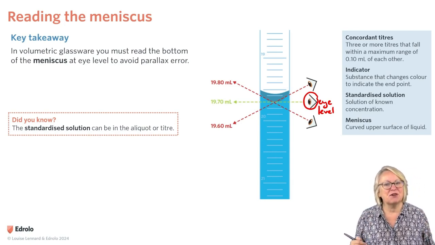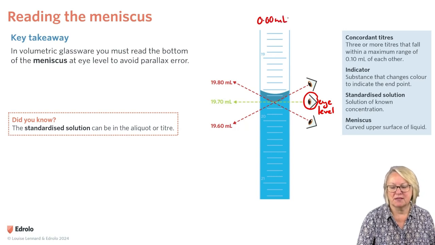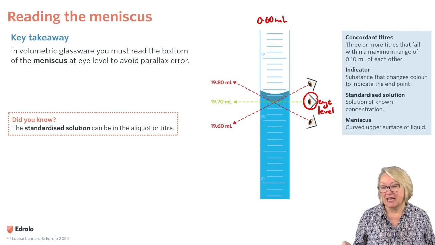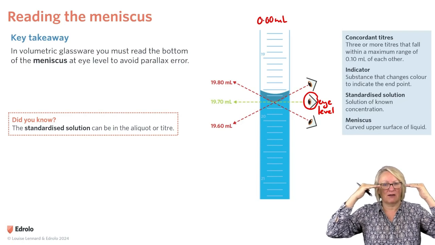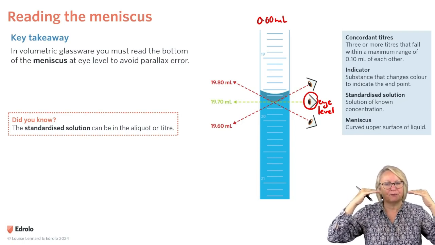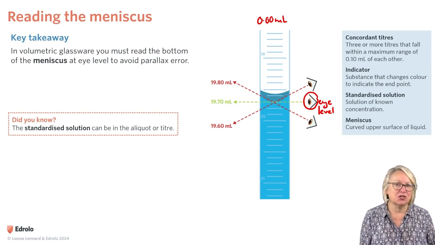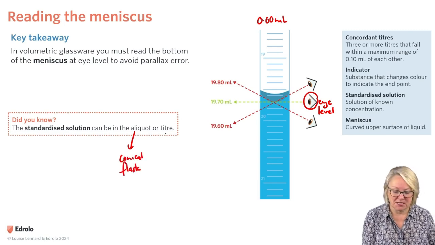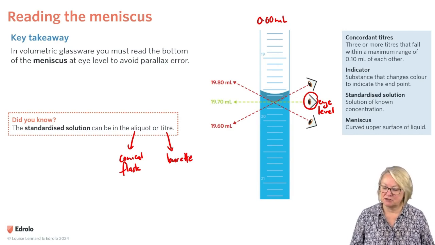So that means that you don't need to fill the burette right to the very top up to 0.00 mL, especially if you're not tall, and I'm certainly not tall. So I always fill up the burette so that when I'm standing, I can read the meniscus at eye level. And so that's really important. The standardized solution can be in the aliquot, so in the conical flask, or in the titer, so in the burette. So one of the solutions is a standardized solution.